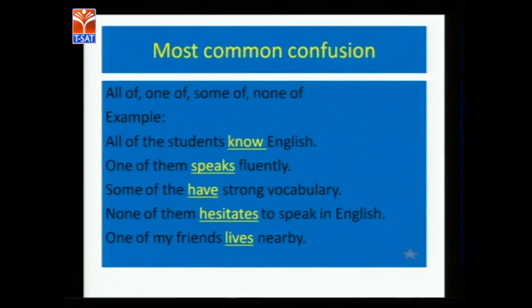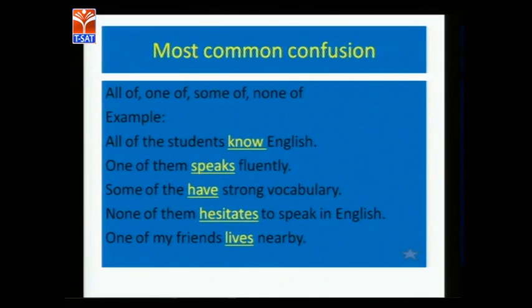Now here again you notice I'm using a plural verb, not a singular verb. I'm not saying some of them has. If I'm saying someone, then I have to say has. But now I'm saying some. Some means a few. All right? Some of them have strong vocabulary, but none of them hesitates to speak English. None again is a singular, and you say none of them hesitates to speak English. And one of my friends lives nearby, not one of my friends live nearby.